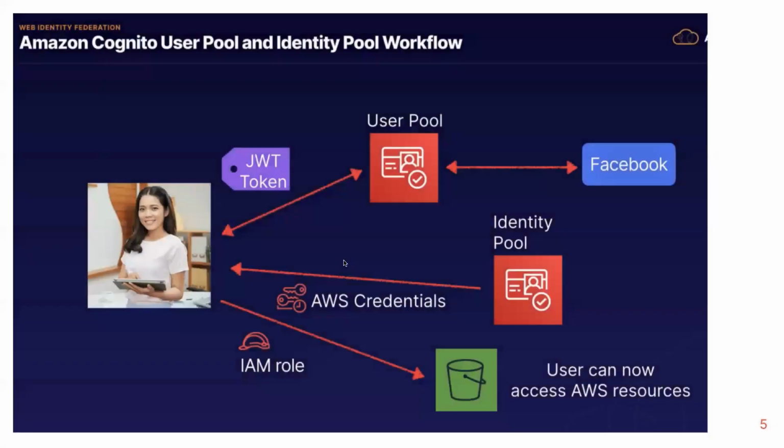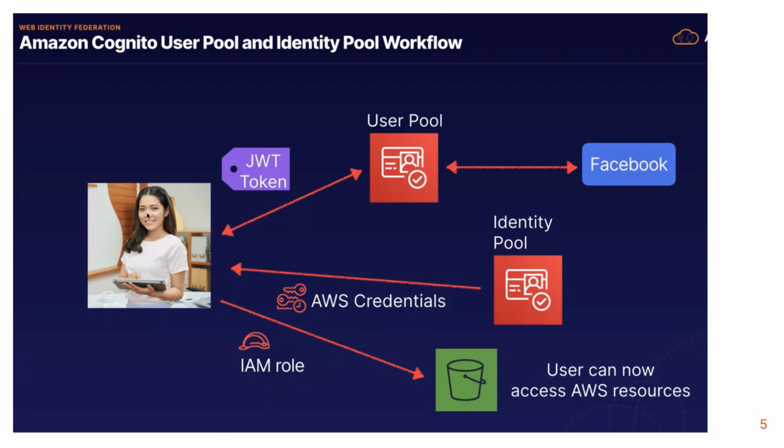So this is one thing. Internally, how would it work? Amazon Cognito is the name of the service which provides the Web Identity Federation, which sits in AWS. It creates the user in the user pool based on the data from Facebook. Once that is there, it generates a JWT token.